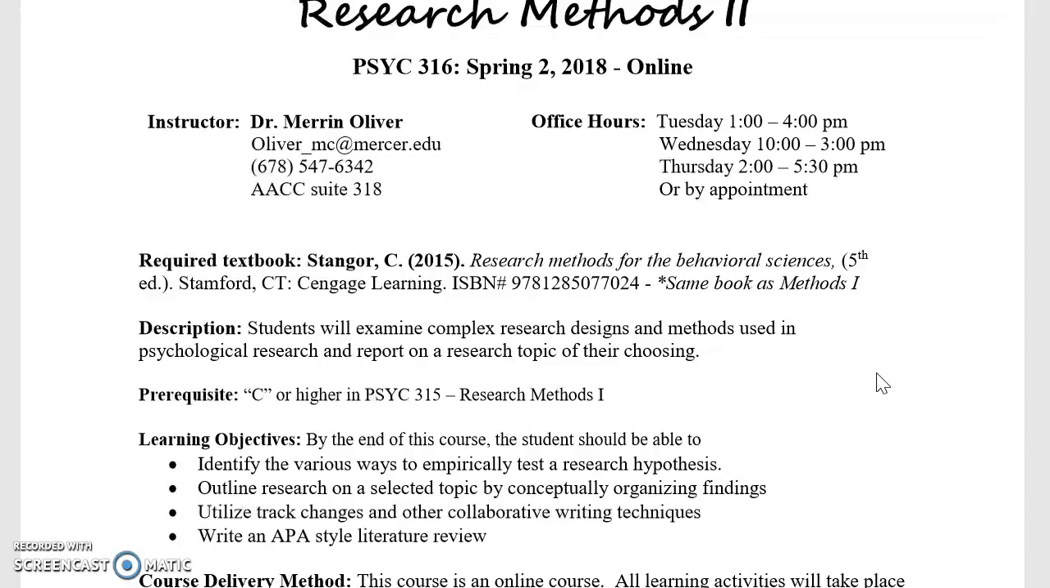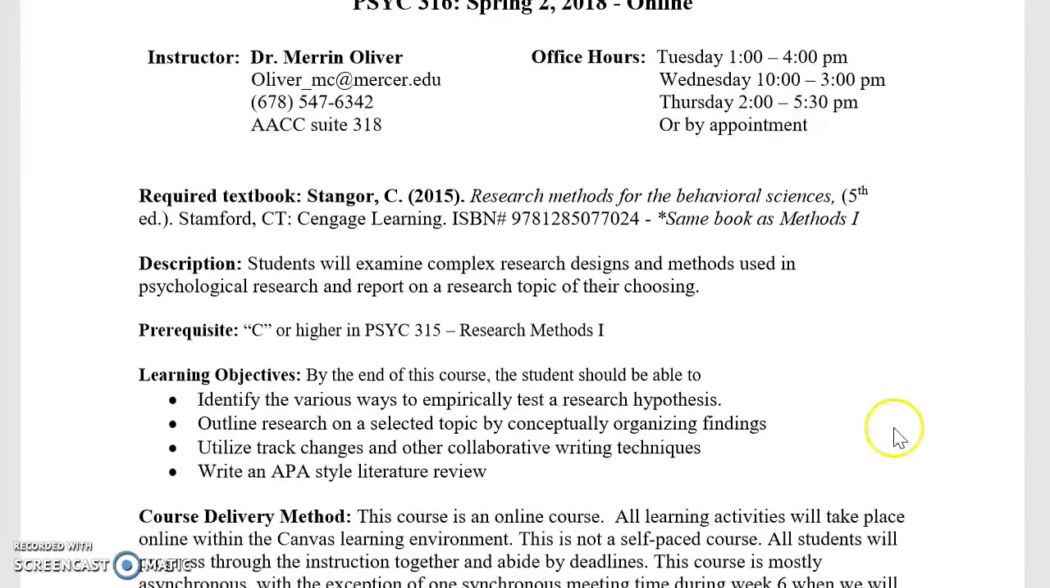Essentially for this class, text-wise, we're going to be going over some more complex research ideas, whereas in Methods 1, we just went over some basics of data collection and some of the more simple concepts revolving around validity and reliability. By the end of this course, you should be able to identify the various ways to empirically test a research hypothesis, so the methods of collecting and then analyzing the research. So we go a little bit more into statistics for this class.